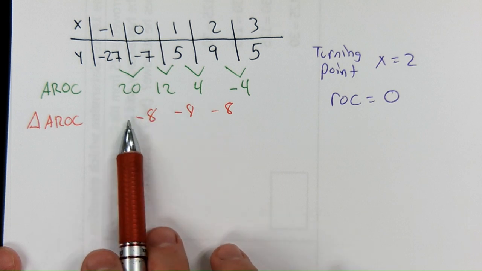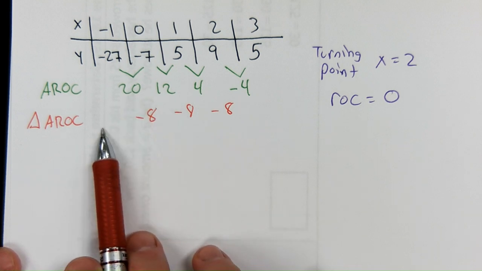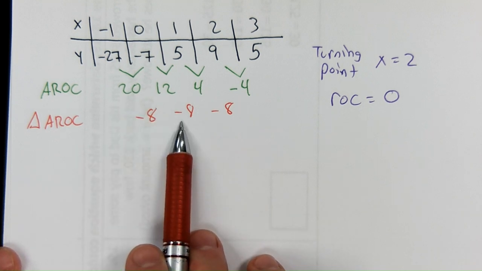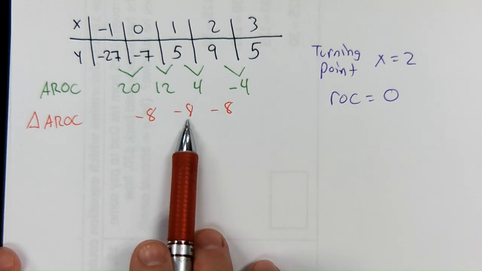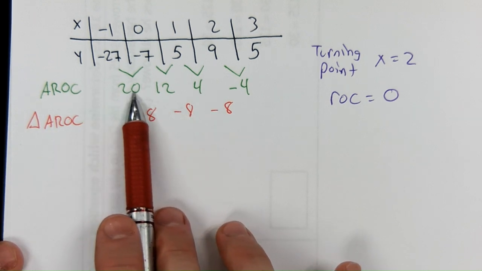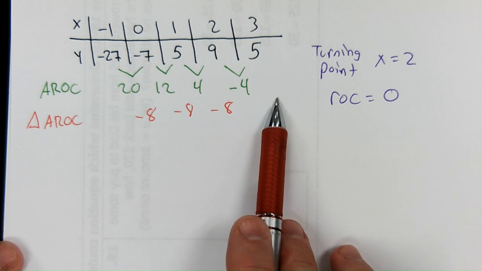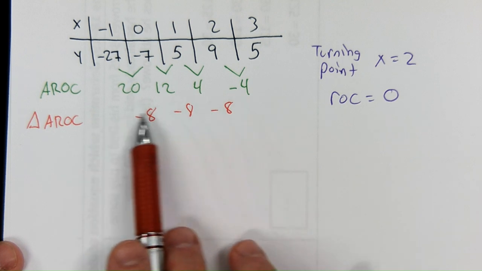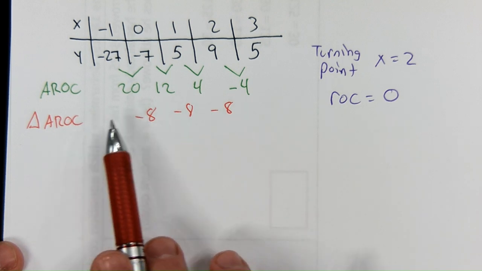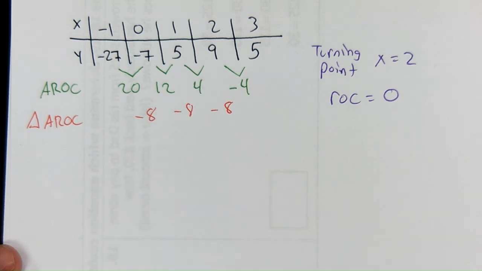No, it doesn't tell me the curve is decreasing. If the change in the average rate of change is negative, concave down. Here's what happened. My average rate of change was decreasing. That's why it's concave down. Or we could say because the rate of change of the average rate of change is negative. Both those things say concave down. So we have a downward facing parabola.